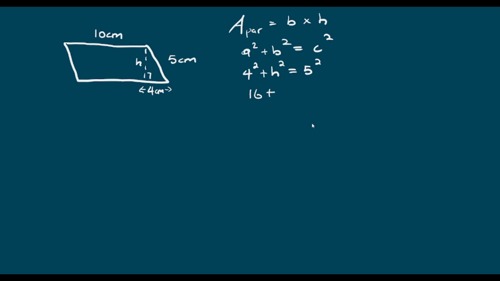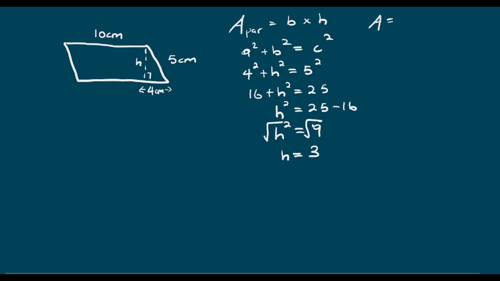This would be 16 plus h squared is equal to 25. h squared is equal to 25 minus 16. h squared is equal to 9. And we find the square root of both sides, and h will then be equal to 3. So now that we found 3, we can go ahead and find our area. So the area is equal to 3 times 10, and our area is 30 centimeters squared.